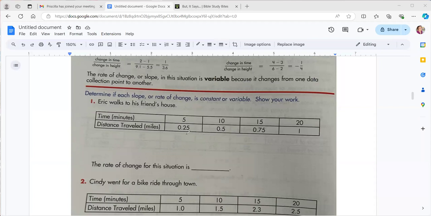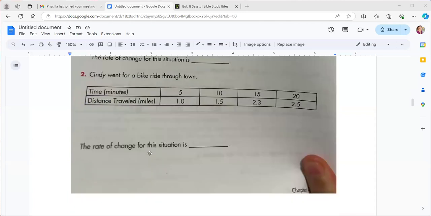Because you can see it's a quarter increase each time. 0.25, 0.25, 0.25. So it started with 0.25, which tells me when the top was 0, the bottom was 0. We started out at the origin, the 0, 0. That's the origin. And then every time it went up 0.25 or a quarter, and so the rate of change is constant. You're just supposed to put the word constant. Okay, what about this one? Now I'm going to be quiet for a minute because I want you guys to think about this.